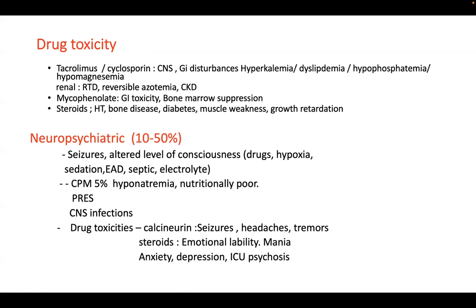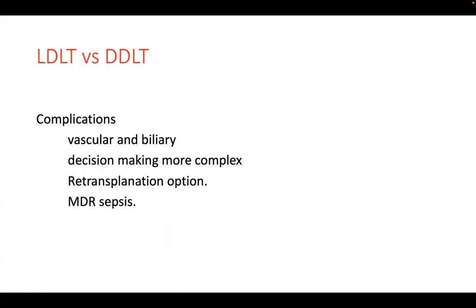So all these patients are in the ICU for a prolonged period. Patients who have had complications, patients who are sick pre-op, they're in the ICU post-op, isolated for a prolonged period of time. So anxiety, depression, and ICU psychosis are major issues. So these are basically the early complications after living donor transplant.